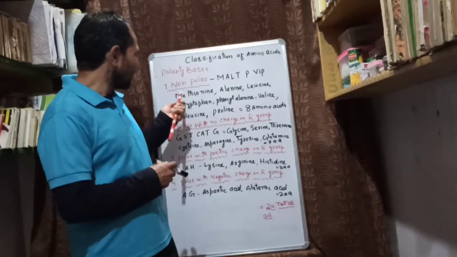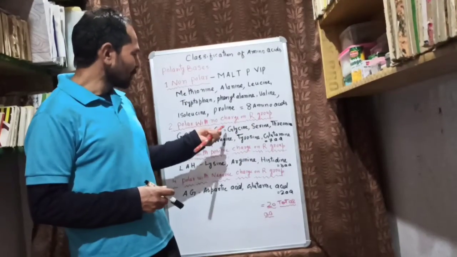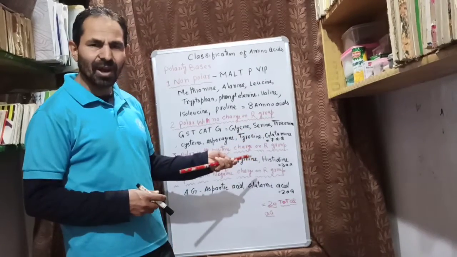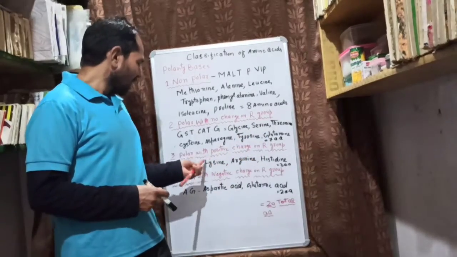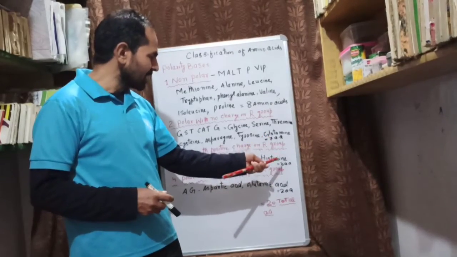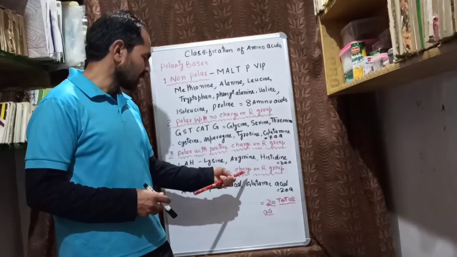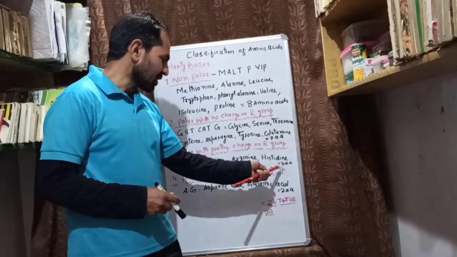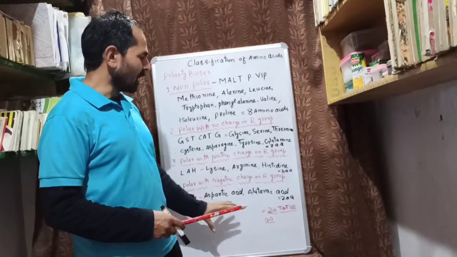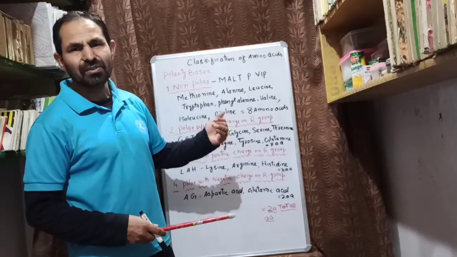So we can say non-polar 8 amino acids, polar with no charge 7 amino acids, 8 plus 7 is 15 amino acids. Then polar with positive charge 3 amino acids, 15 plus 3 is 18 amino acids, and then polar with negative charge 2 amino acids. So 18 plus 2, 20 amino acids. So if you calculate, the total number of the amino acids is 20.